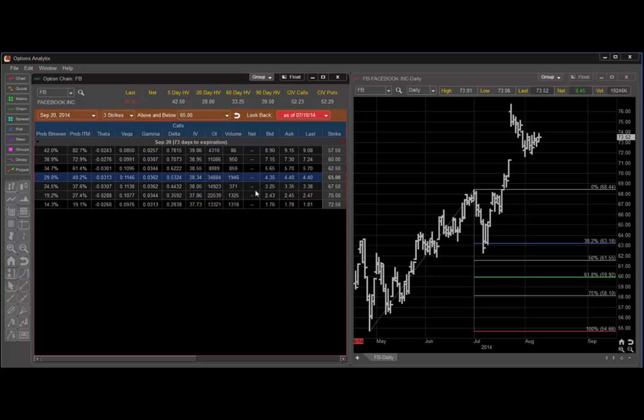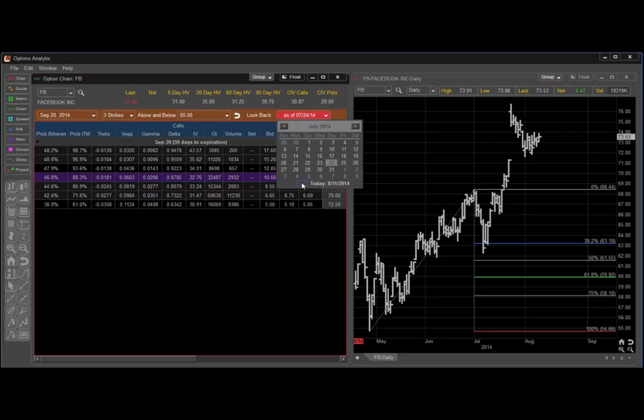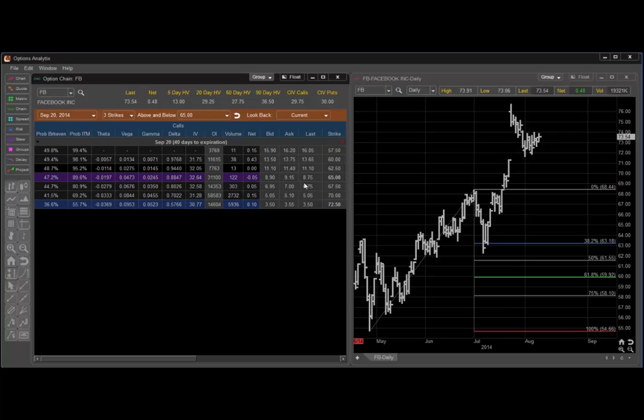I'm interested in the price of the option after the gap on July 24th. To select that date, return to the Lookback menu and select July 24th. The $65 strike was $10.60 on that date. To see the current price, return to the Lookback menu and choose Today. The current real-time price for the $65 call is $8.75.